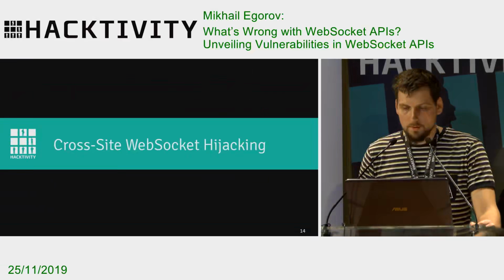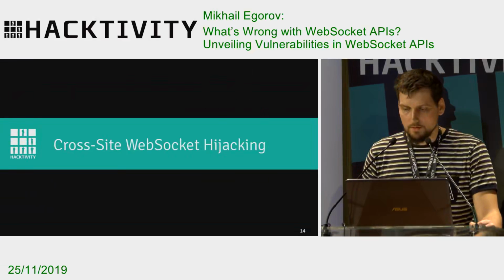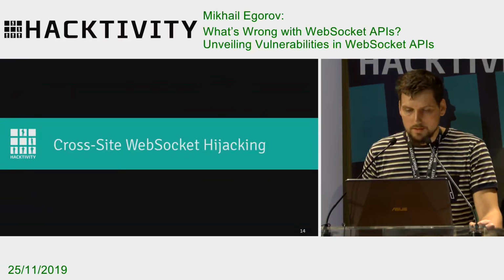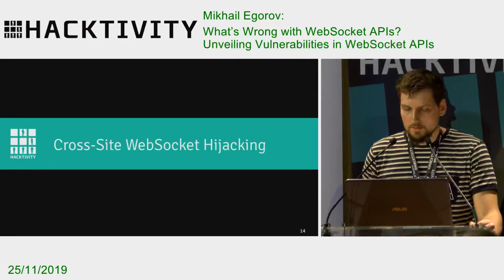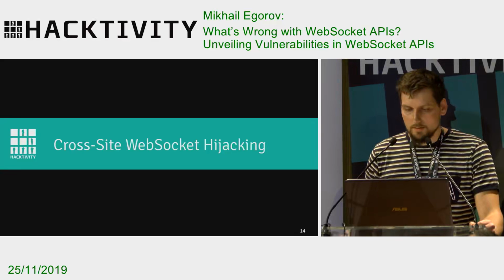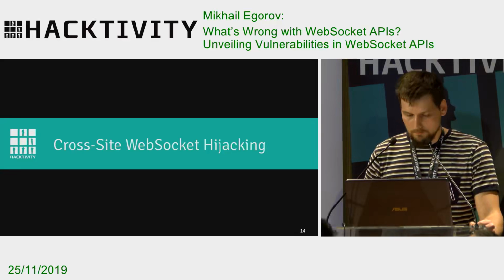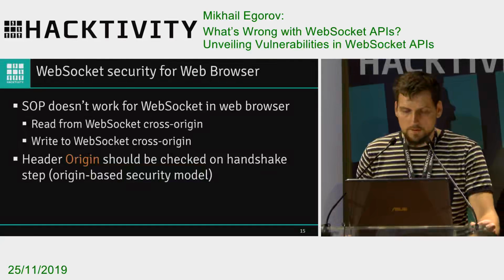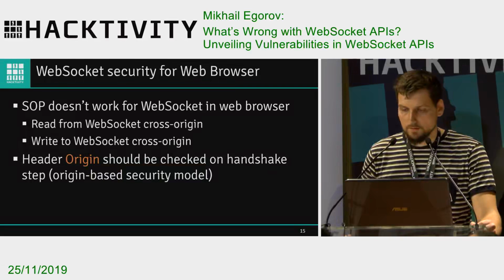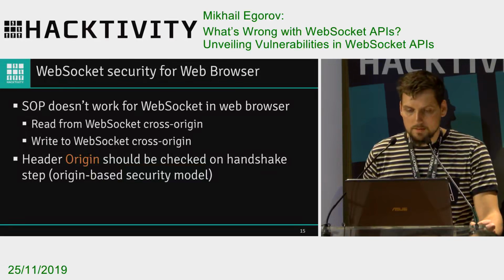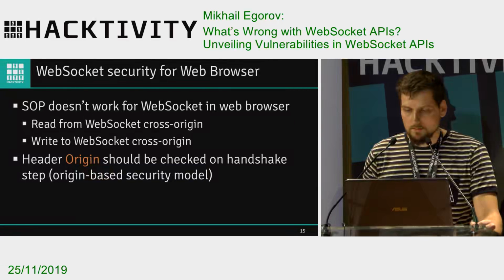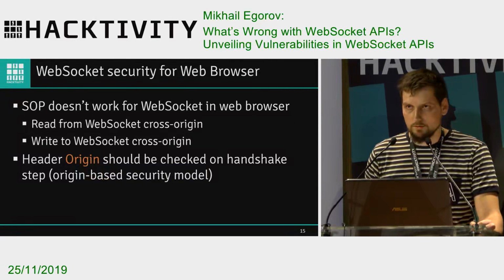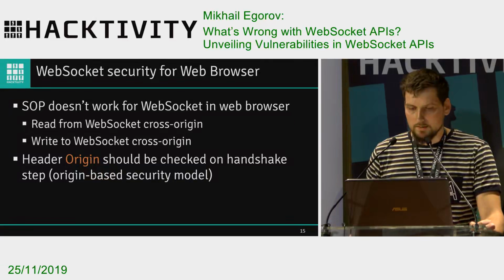And we are proceeding with a vulnerability called cross-site WebSocket hijacking. I should say it's quite a widespread vulnerability in web applications that use WebSocket APIs. This one is the first thing you should test for. As I've said, the same-origin policy mechanism doesn't work for WebSocket connections established from a web browser. This means that you can freely read or write to a WebSocket connection cross-origin from any site.